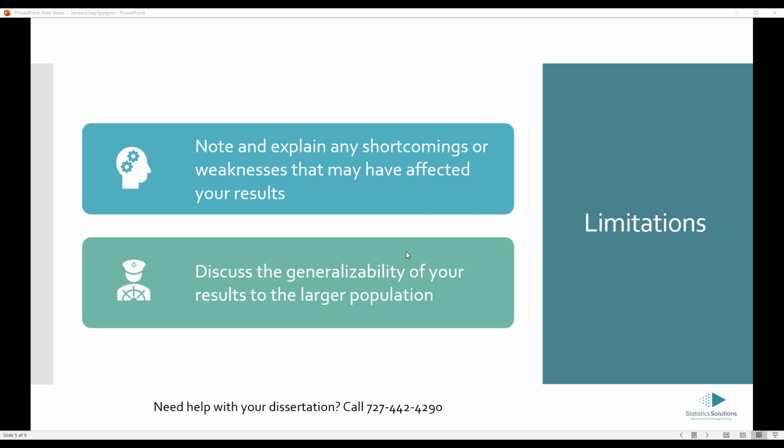You also want to discuss the generalizability of your findings to the larger population, meaning, does what you found, can it be applied to others in the larger population? And usually for quantitative studies, if they're sufficiently powered, which means they have an ample sample size, quantitative studies typically generalize well. Qualitative studies do not generalize well, and that's really kind of an accepted limitation.